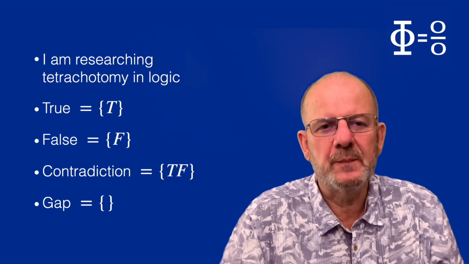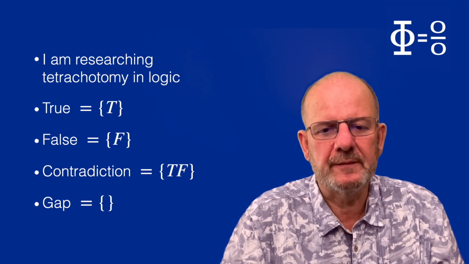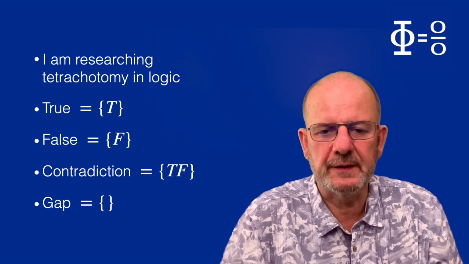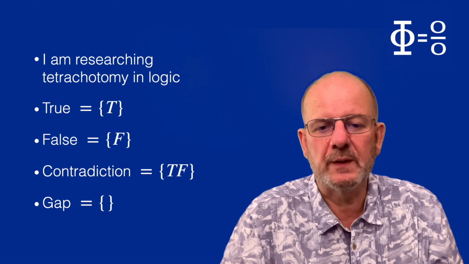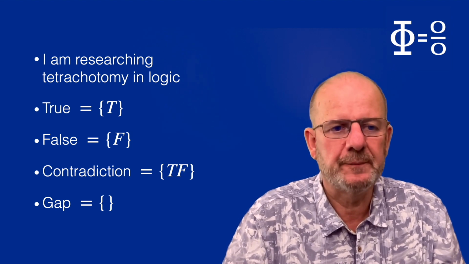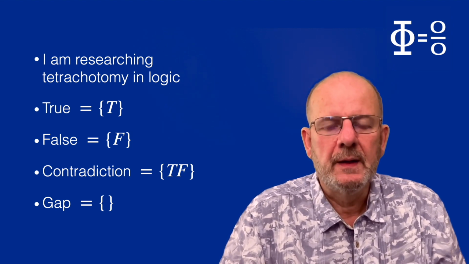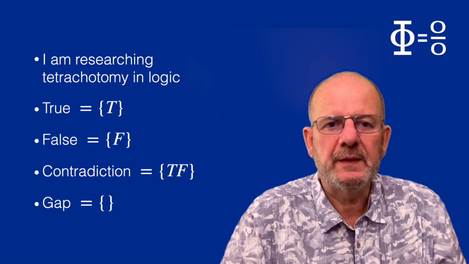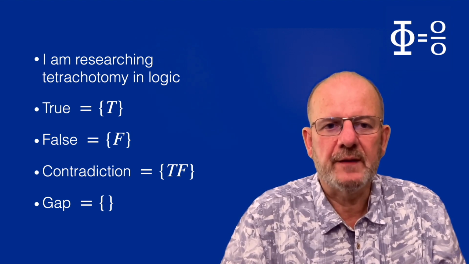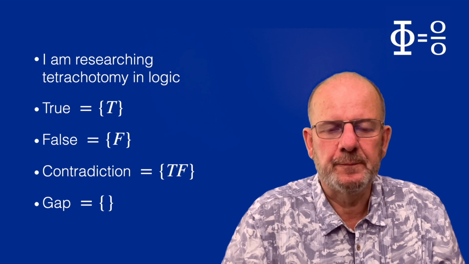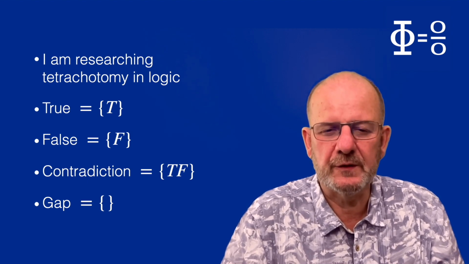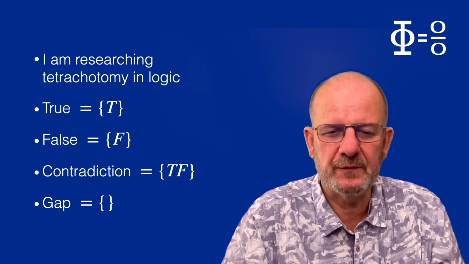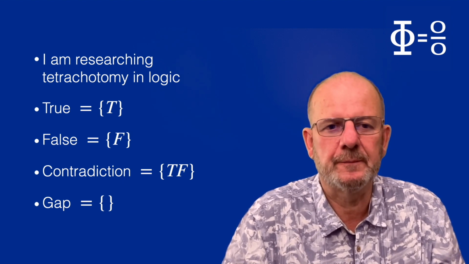But I think there might be a neater way of doing it, and that's what I'm researching. If you're an expert in logic or set theory, I would love to talk to you about this. Tetrachotomy is built into Transreal Arithmetic and everything that follows on from that. But it might be deeper. Tetrachotomy might be built into logic. It might be built into the foundations of mathematics.